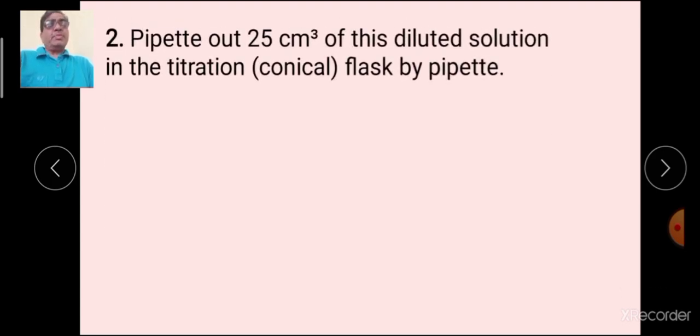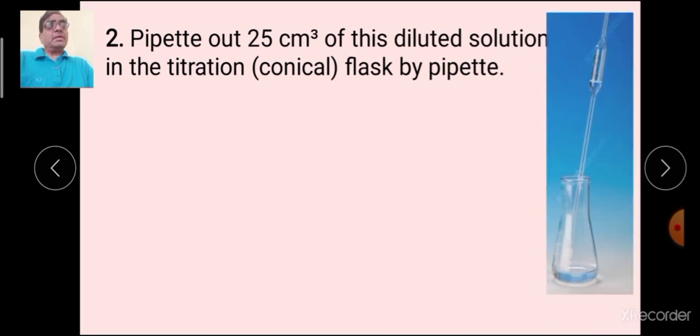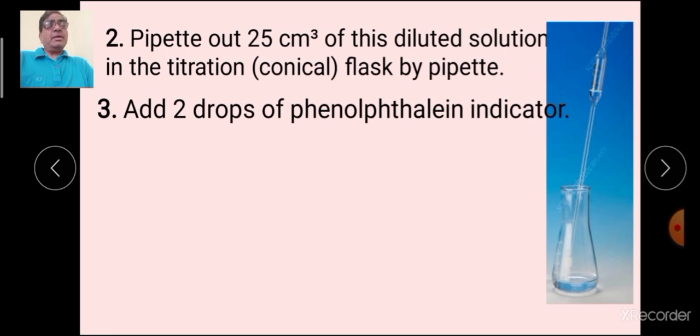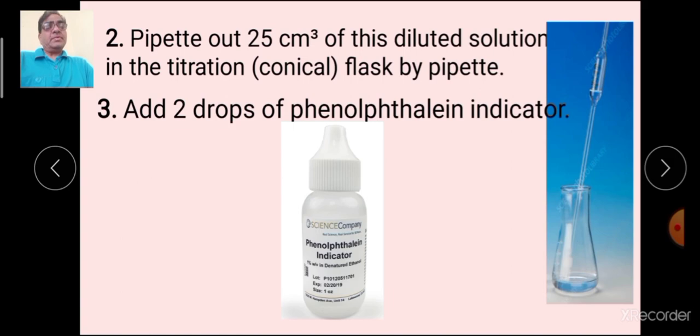Then the second point is to pipette out 25 cm cube of this diluted solution into the titration flask, that is a conical flask, by means of a 25 cm cube pipette. Here this is the titration flask, and pipette out 25 ml of the diluted acid solution. Then add 2 drops of phenolphthalein indicator. This is the phenolphthalein indicator. Add 2 drops of phenolphthalein to the titration flask.